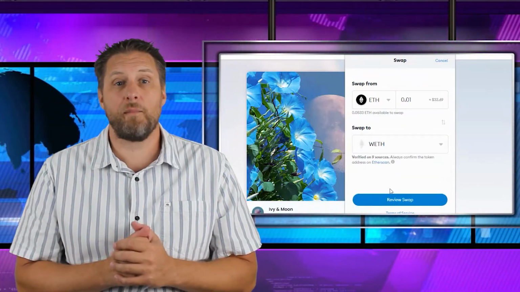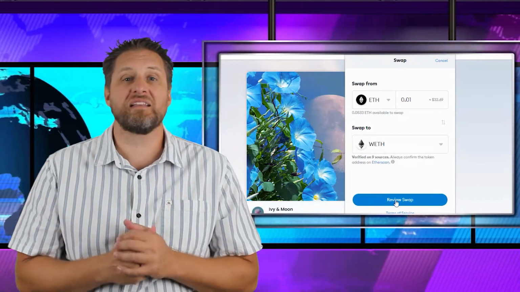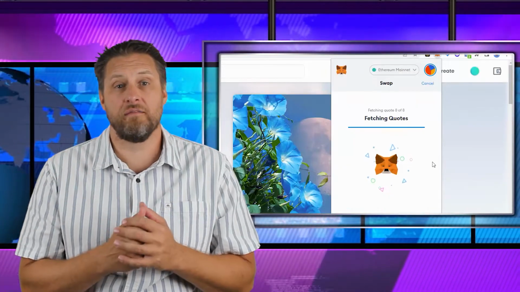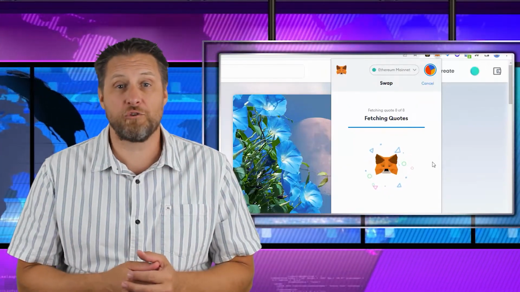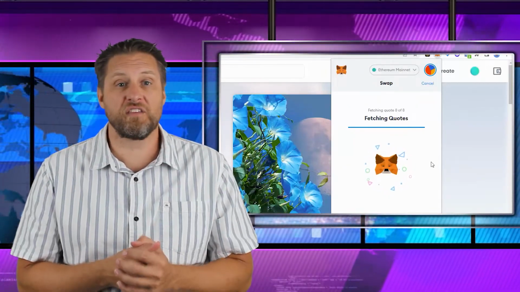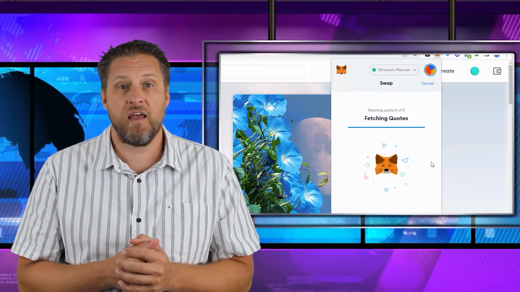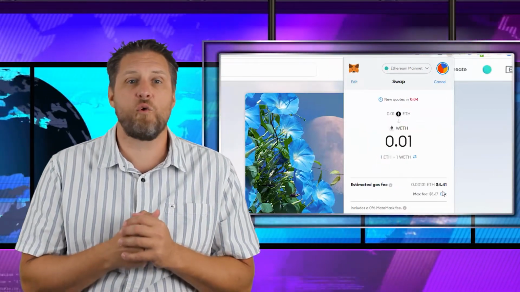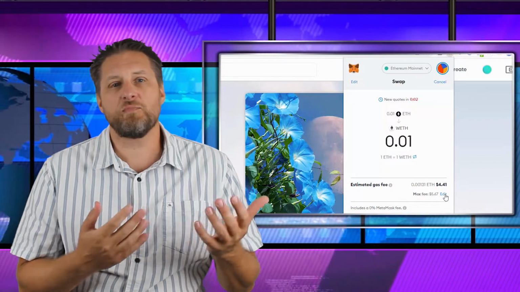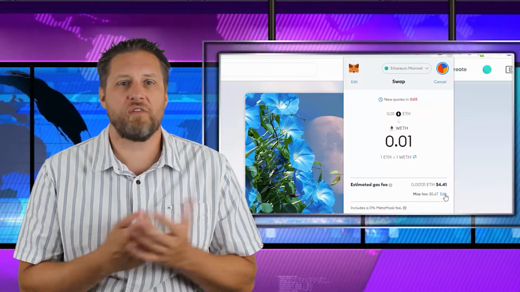Now put in the amount of token you want swapping, select the token you're swapping it for, click that review swap button, and as you can see, it's gonna go out and snag 8 different quotes. Now, I'm not honestly sure where these 8 quotes are coming from, but generally with things like this, more quotes gets you a better price. And as you can see, this one came in, it looks like $4.41 right now. So that's 78 cents higher than our last swap.